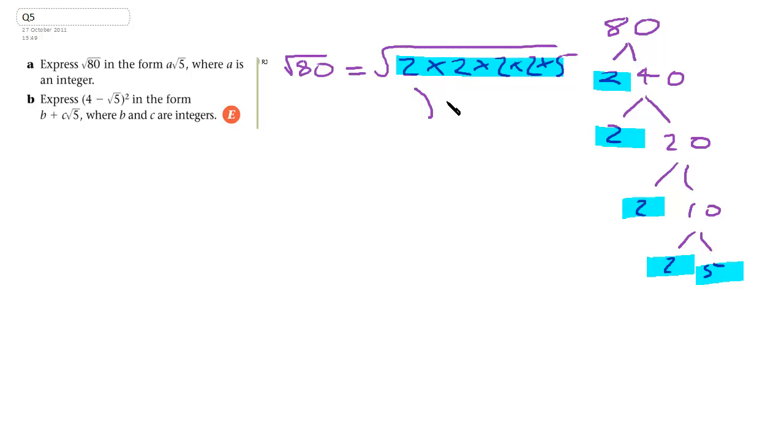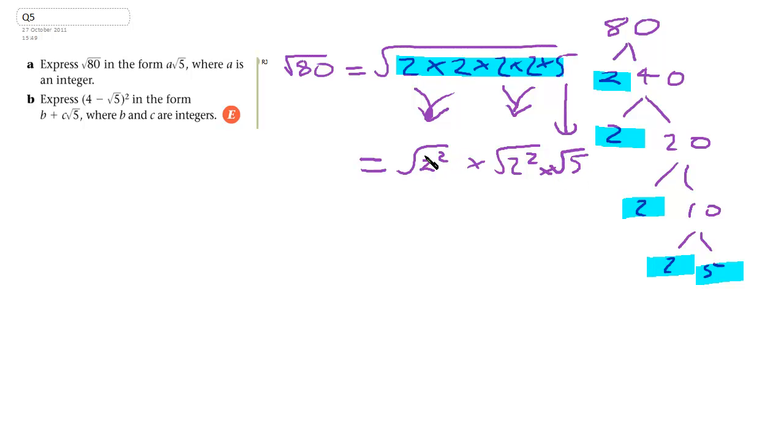Now, everywhere you have a pair of numbers, you have a square. 2 times 2 is 2 squared, 2 times 2 is 2 squared. So if you square root that square, you will get just the number you started off with. So you've effectively got 2 squared square rooted here, times 2 squared square rooted here, and then we've got this 5 left over. So we've still got to square root that and times by that.